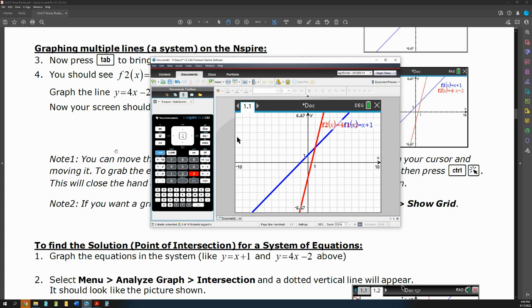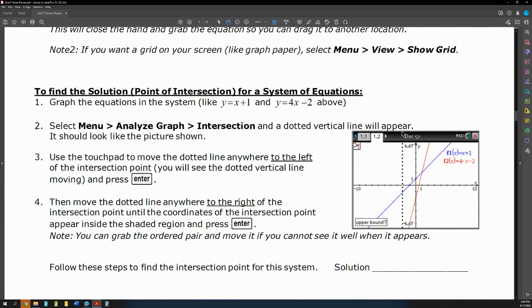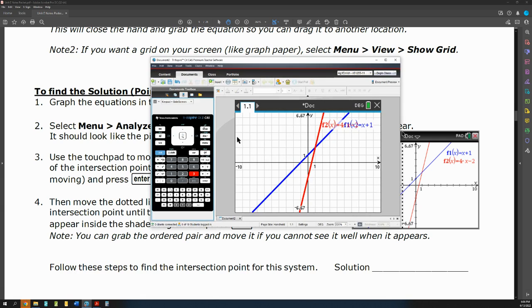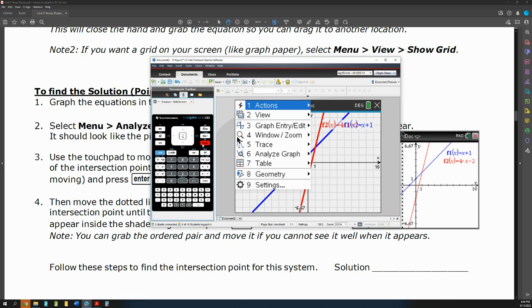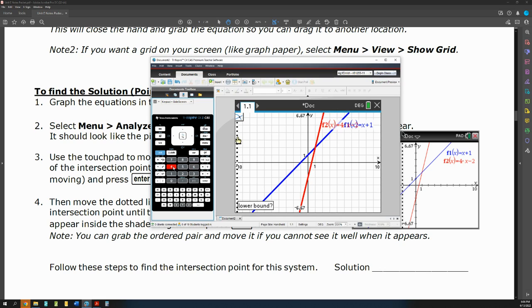To find the solutions, we need to analyze the graph. Use the Analyze Graph feature in the Inspire. So with equations graphed, we're going to hit Menu, Analyze Graph, and Intersection. So let's go ahead and do that. Menu, Analyze Graph is number 6. And we want to find the intersection, number 4.